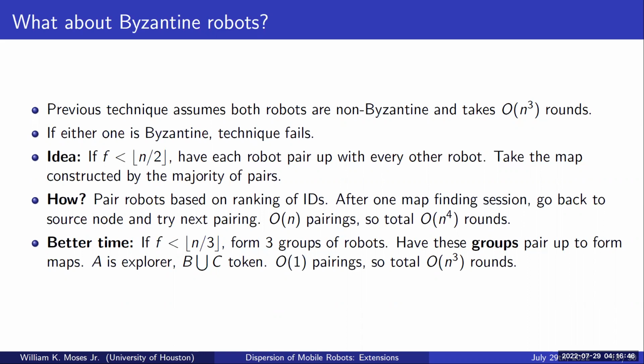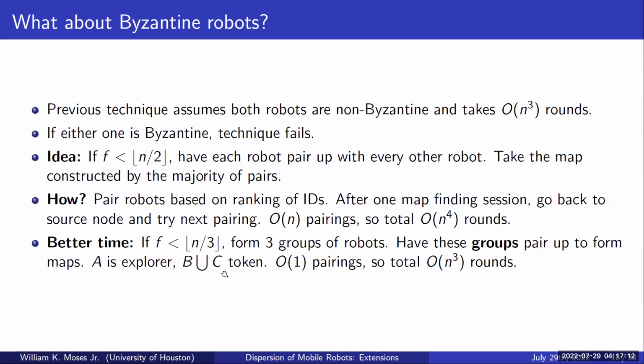Now, two of these pairings will succeed, because since there are less than n by 3 bad guys, they can really only do something bad if all of these bad guys end up as the explorer. But if these bad guys end up in one of the groups that forms a token, they can't have an impact.